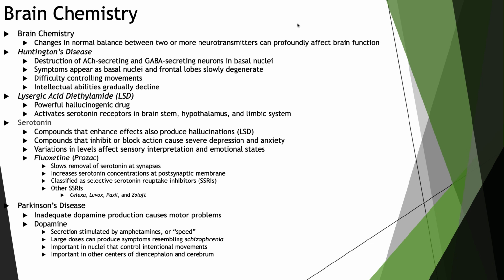Disturbances in dopamine transmission have also been linked to several neurological disorders. We've already seen that inadequate dopamine causes motor problems in Parkinson's disease. An excessive production of dopamine may be associated with schizophrenia, which is a psychological disorder marked by pronounced disturbances of mood, thought patterns, and behavior. Amphetamines, or speed, stimulate dopamine secretion, and in large doses can produce symptoms resembling those of schizophrenia. Dopamine is thus important not only to the nuclei involved in the control of intentional movements, but in other centers of the diencephalon and cerebrum.